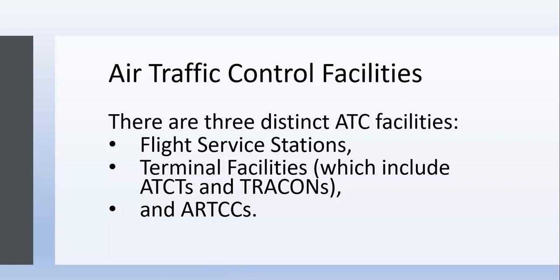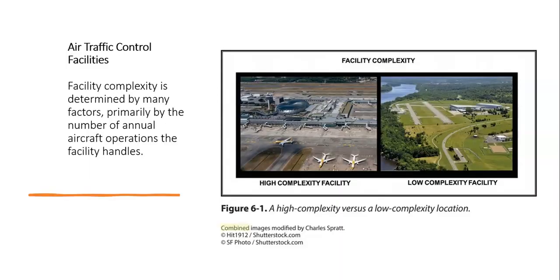Air traffic control facilities basically are three distinct types of facilities: flight service stations, terminal facilities, and air route traffic control centers, or ARTCCs. Terminal facilities include air traffic control towers, ATCTs, and TRACONs, or terminal radar control. Now, as I've said before, airports are part of the national airspace system, and they vary in complexity. Airport complexity is determined by a lot of different factors, but primarily it's the number of annual aircraft operations that a facility handles. And this is a figure that demonstrates the difference between two different airports and different complexities.